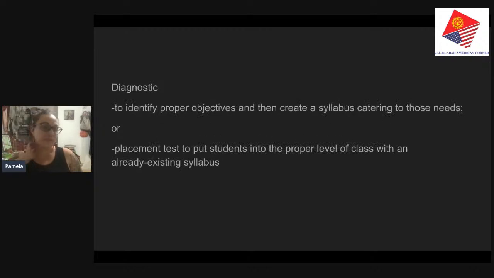But diagnostic is at the beginning. So this is to identify proper objectives and then create a syllabus catering to those needs. So if you have students come in and you don't know what level they are and you need to find out the level they are, or find out what their strengths and weaknesses are, they're already in your class.